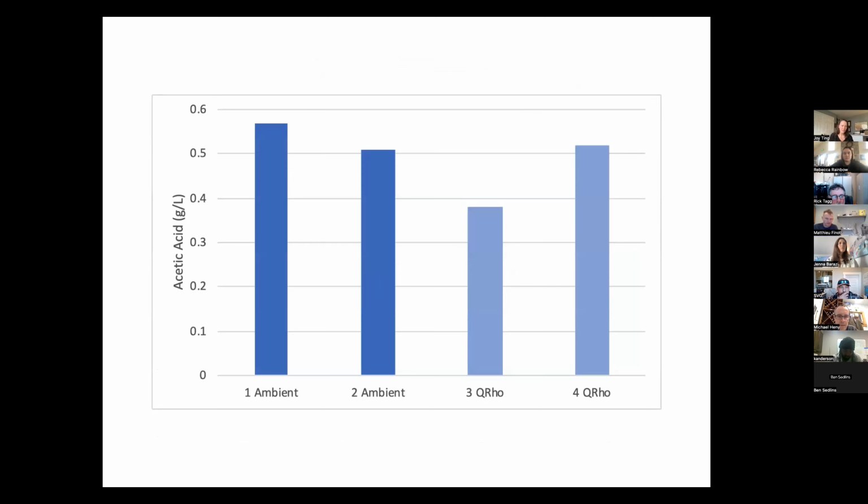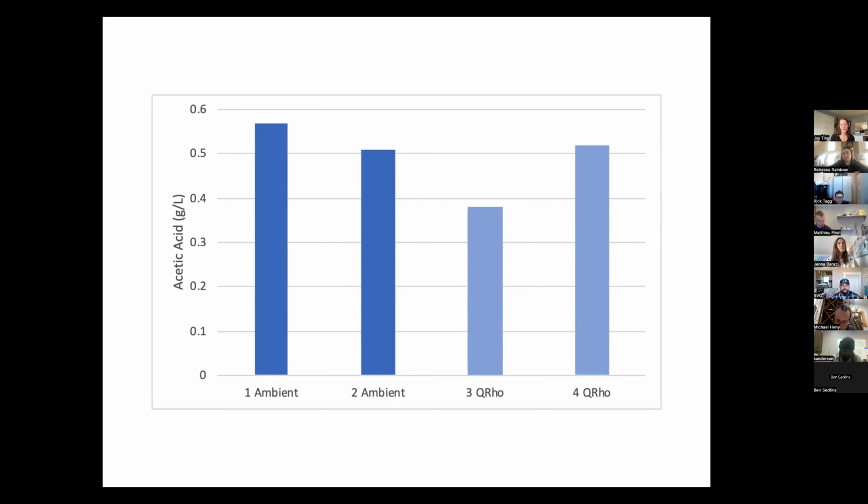So if we look at the acetic acid, we had 4 different barrels. Our 2 ambient barrels did have higher acetic acid than the inoculated one that went through without problems. The one that did have a little bit of residual sugar, its acetic acid was a little bit higher again. So this is kind of inconclusive in terms of, would we see the same thing if we were comparing 2 different inoculated fermentations?